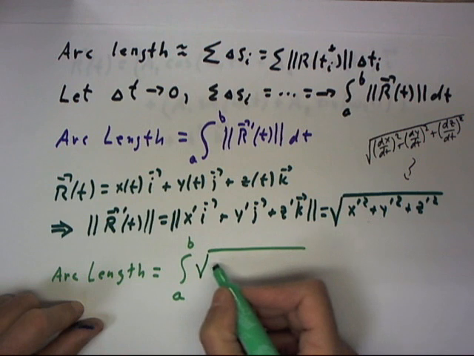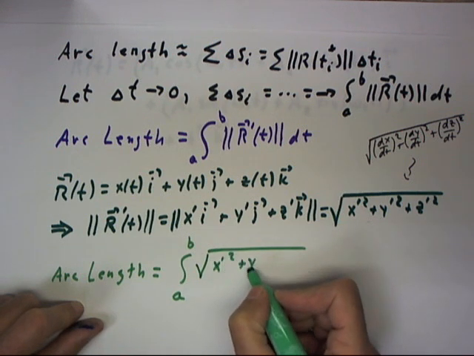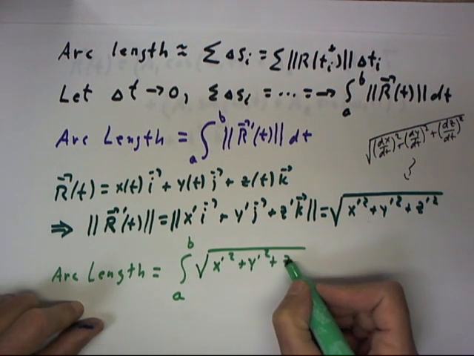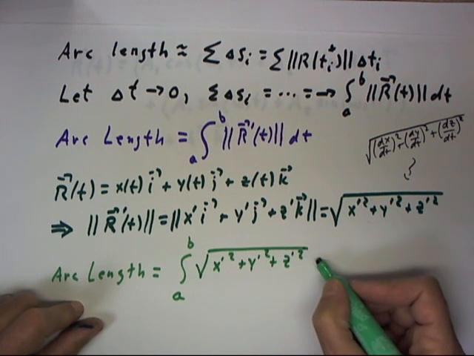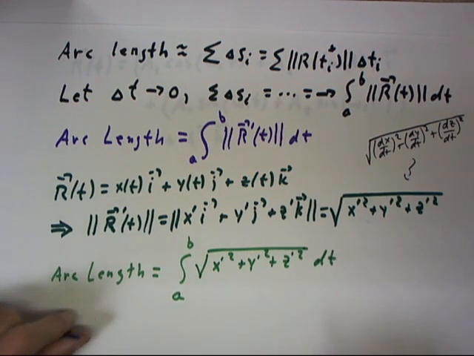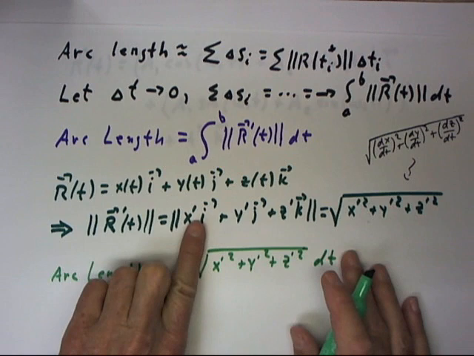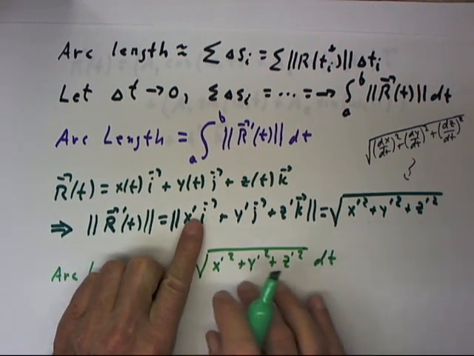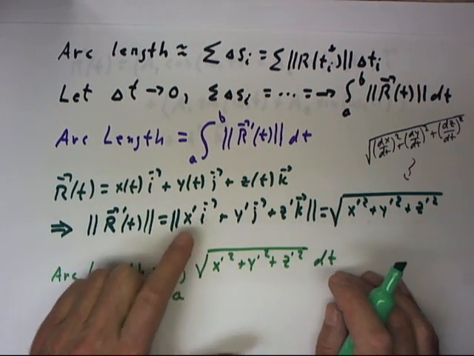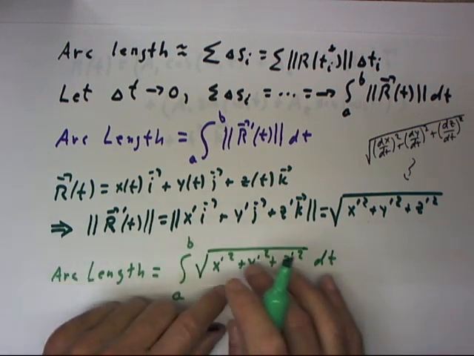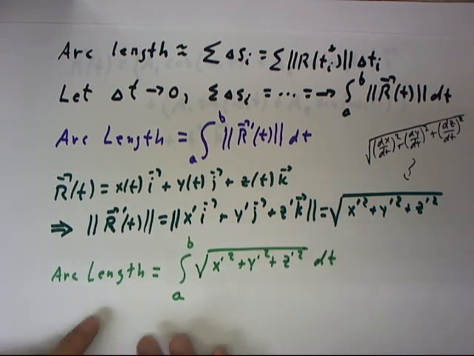Okay, the arc length is then the integral from a to b of this quantity, square root of x' squared plus y' squared plus z' squared dt. We call this expression the increment of arc length. When we integrate that increment of arc length, we get the total arc length. And we'll calculate that in a minute for a couple of specific functions.